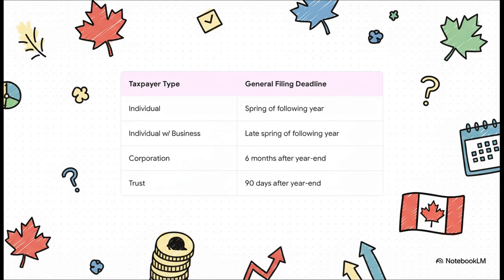For most regular individuals, your deadline is going to be in the spring. But if you or your spouse has a business, the government gives you a little extra time until late spring. Corporations get a full 6 months after their year end. And trusts, they have a much tighter 90-day window. Knowing your specific deadline is, obviously, step 1 to staying on the right side of the rules.